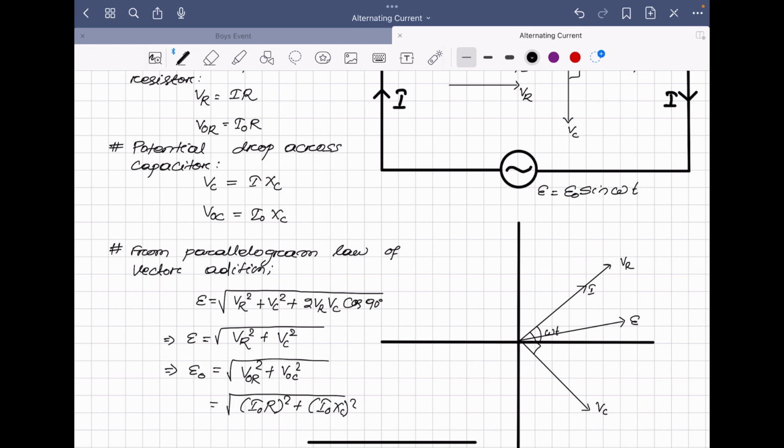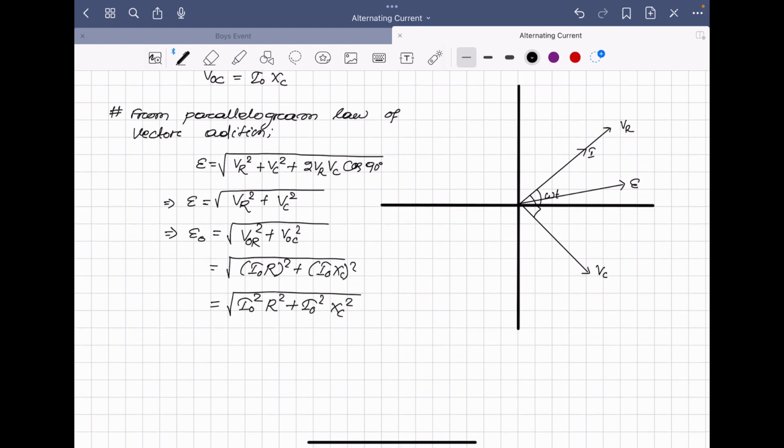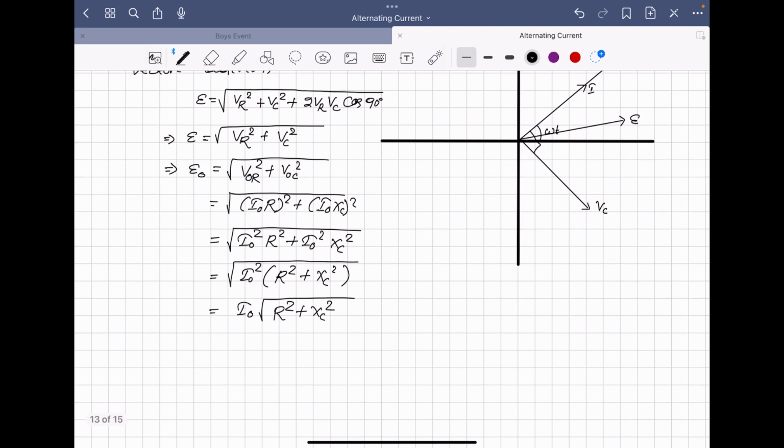Yes or no? Then how can we solve it? Squaring the above term, we can write I naught square r square plus I naught square x square. From this we can take I naught square common. Then, as we know, the square root of I naught square is equal to I naught. So hence here you can get I naught under root r square plus x square. Hence our I naught becomes E naught by under root r square plus x square.